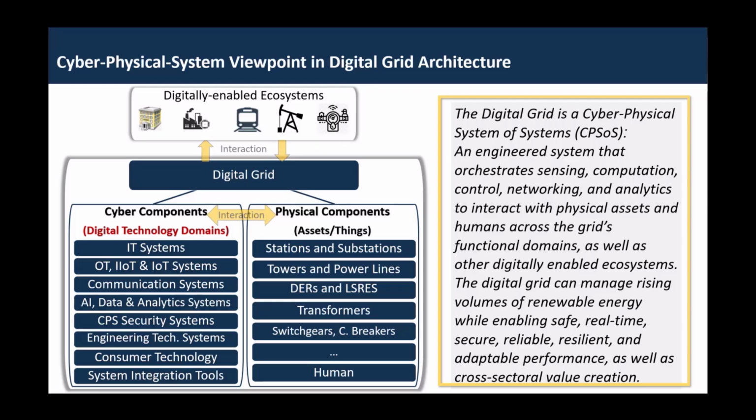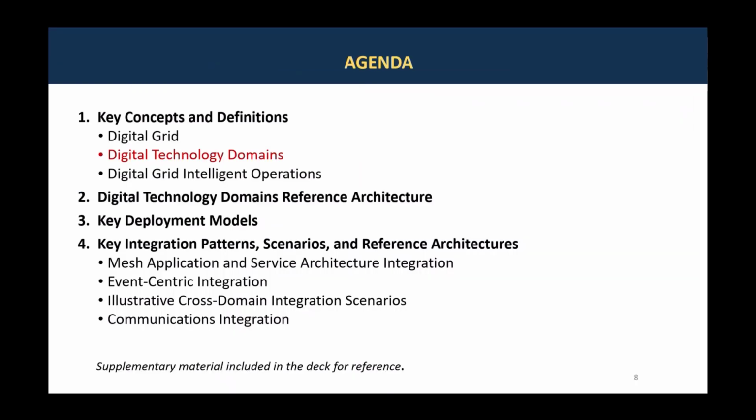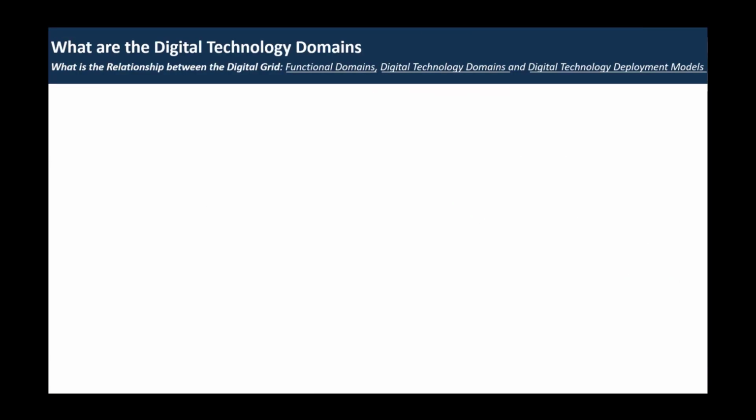The digital grid as a cyber-physical system consists of two components, the cyber components and the physical components. And in this presentation, we are going to call the cyber components the digital technology domains. So, what are the digital technology domains? And what is the relationship between the digital grid functional domains, digital technology domains, and the digital technology deployment models?